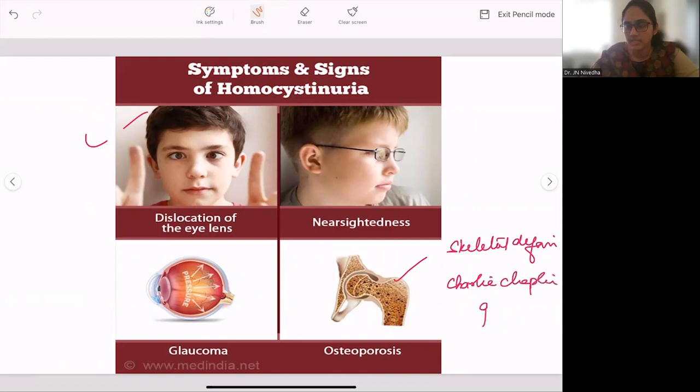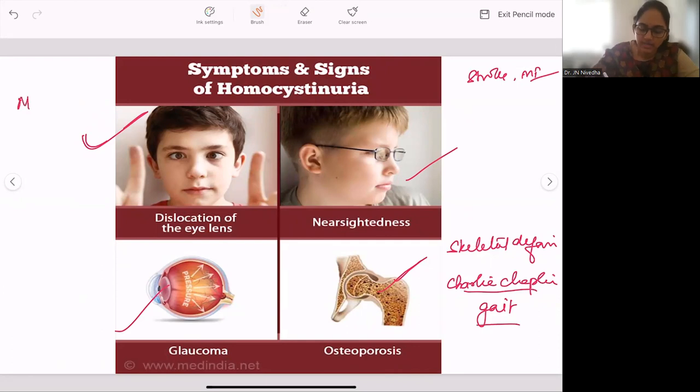Have you heard of this? Charlie Chaplin gait, is it not? So one is the subluxation of lens. Then there can be stroke or MI. Yes, and nearsightedness, glaucoma, of course, and then osteoporosis, skeletal deformities leading to Charlie Chaplin gait. Yes, also there can be mental retardation. These are all due to excess accumulation of homocysteine and its metabolites.